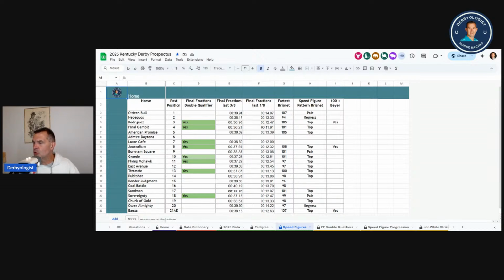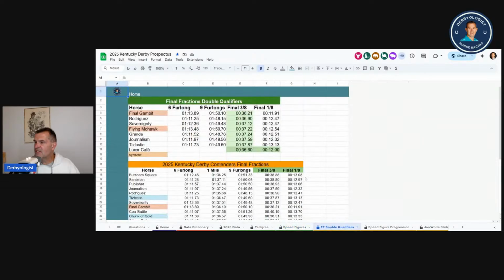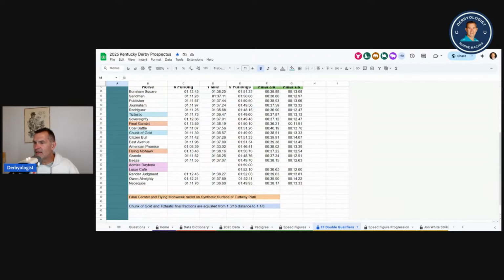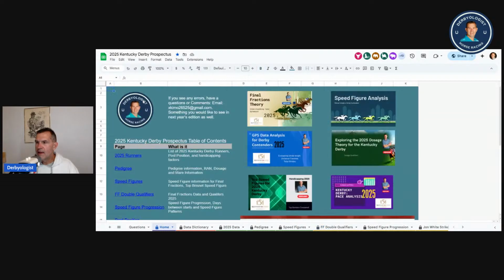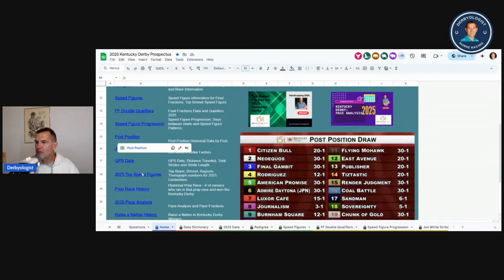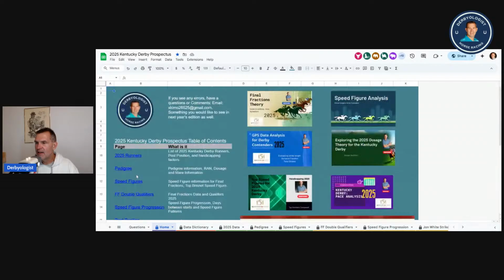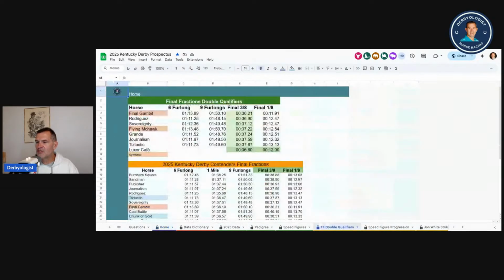As we look ahead to the final fractions double qualifiers, we've got Admire Daytona and Luxor Cafe. We did find the final fractions for Luxor Cafe. Admire Daytona doesn't qualify just because those fractions in the final time in the UAE Derby were very slow. So that is the final fractions. And again, if you want to go back to the home sheet, you just hit the home button. And then to go back to where we were at, you can go to the final fractions and click the button final fractions. And that brings you back to the final fractions page.